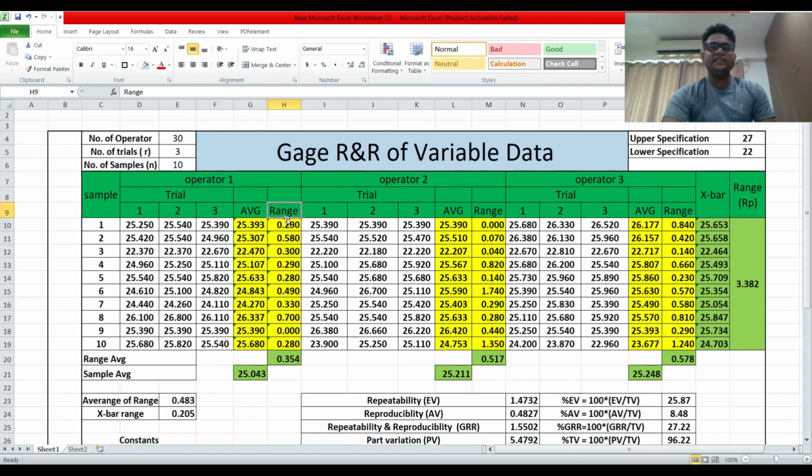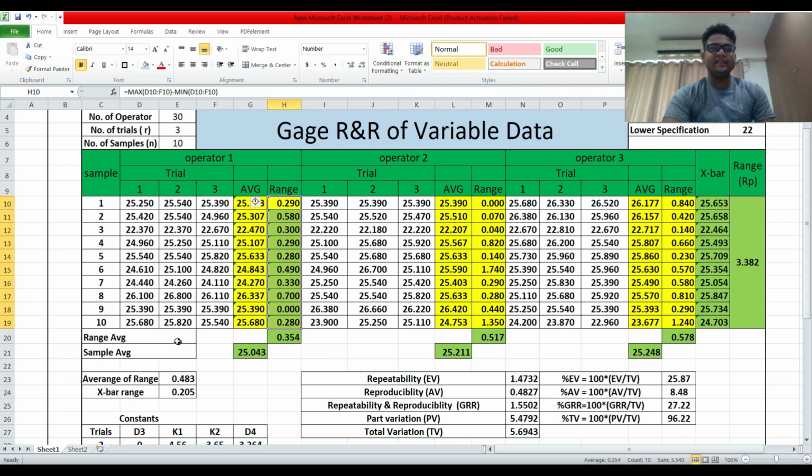So this is the range. This range means the difference between the maximum value and the minimum value. In this, the maximum value is 25.540 and the minimum value is 25.25. So you have to subtract maximum minus minimum, then you will get the range. You have to do this for each operator and each sample.